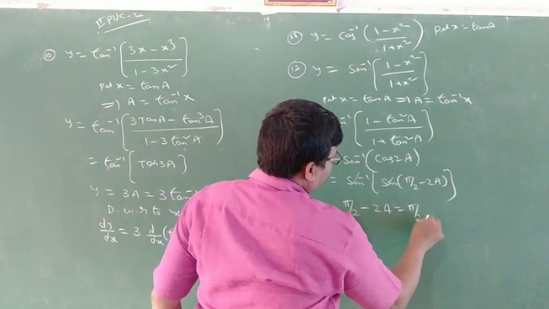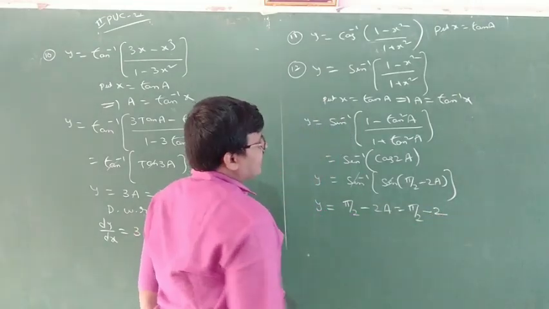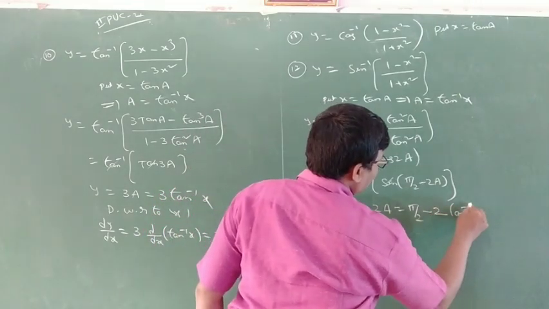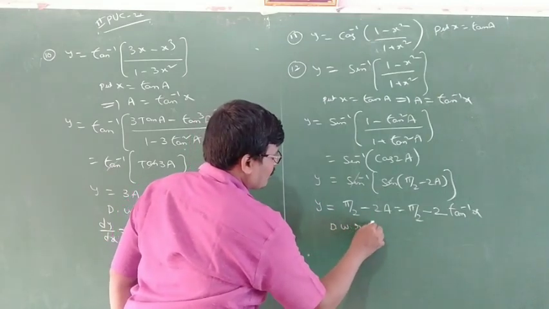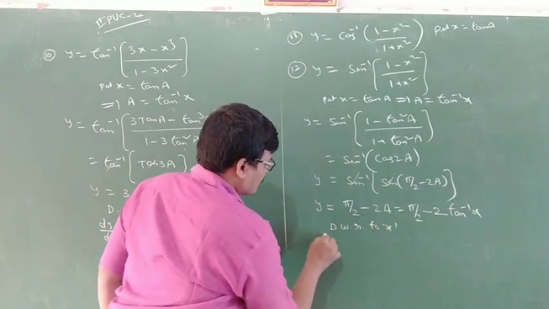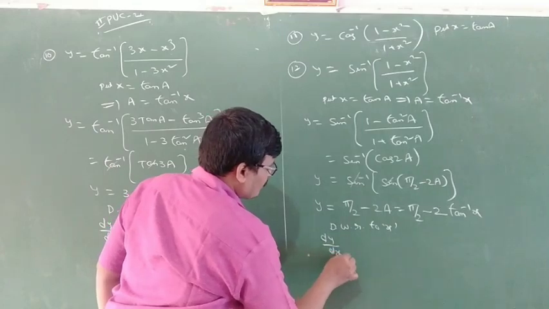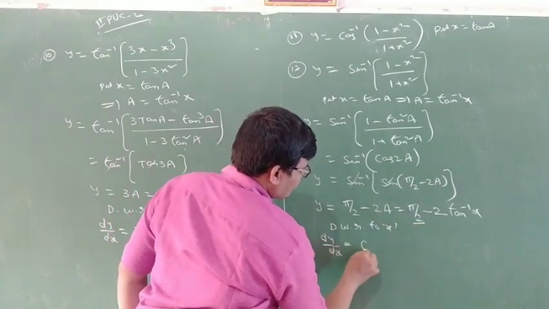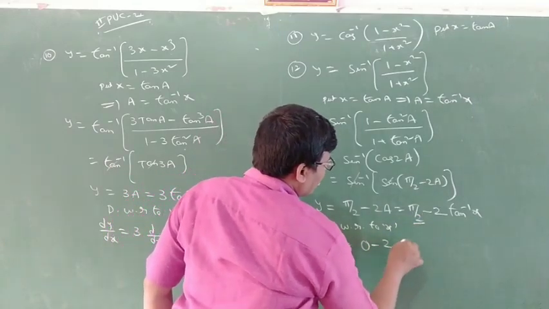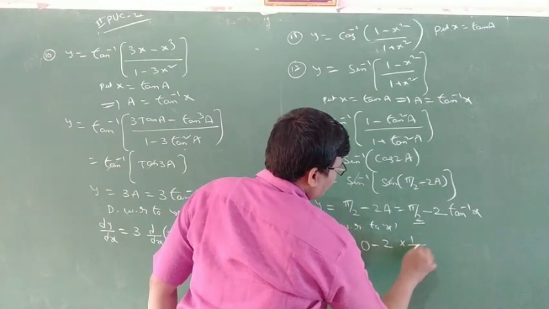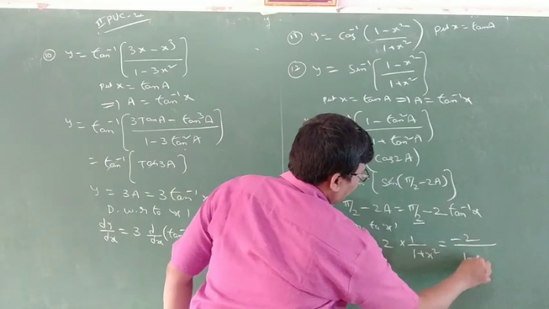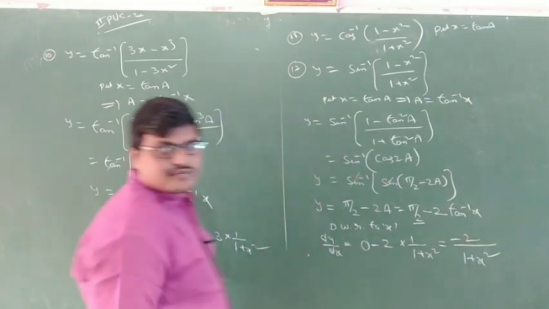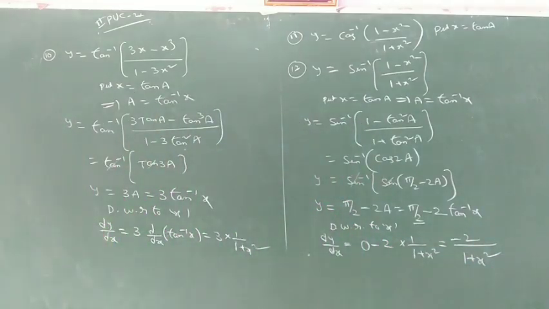That is equal to pi by 2 minus 2 into what is a? Tan inverse x. So differentiate with respect to x. So dy by dx is equal to pi by 2, which is a constant, minus 2 into the derivative of tan inverse x, which is 1 by 1 plus x square. So finally, minus 2 by 1 plus x square.